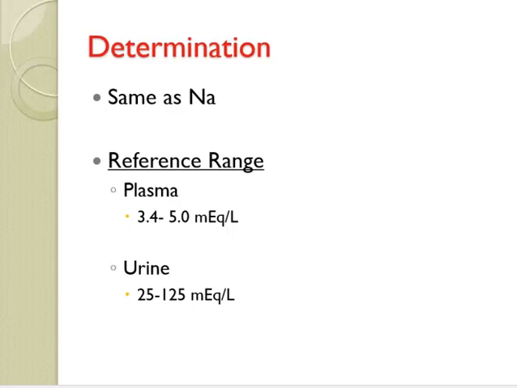The determination is going to be the same as for sodium. We're going to use the same test methodologies. We're going to use the ISE method, and we're going to use plasma and urine as our specimens. The reference range for plasma potassium is 3.4 to 5 milliequivalents per liter. For urine, it's 25 to 125 milliequivalents per liter.